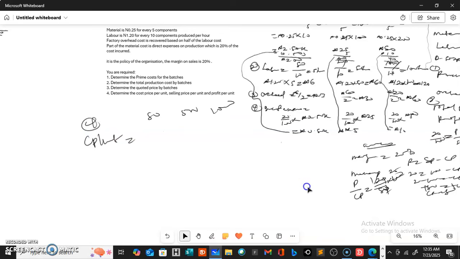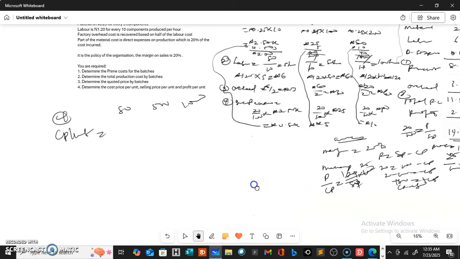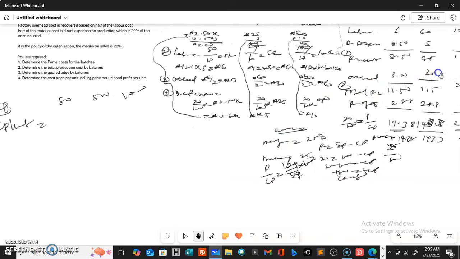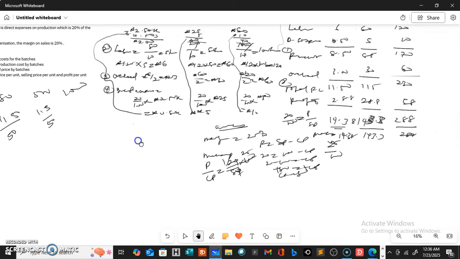So for the total cost price we have 11.50, divided by 50, which is the batch. The next one we have 115 divided by 500, and the next one is 230 over 1000. These figures here are the total production cost, based on the batches.